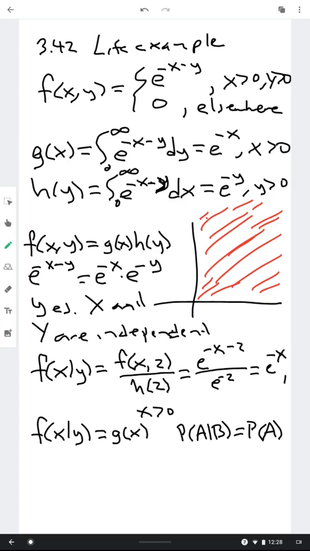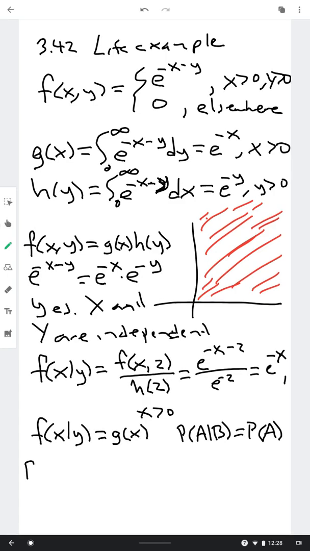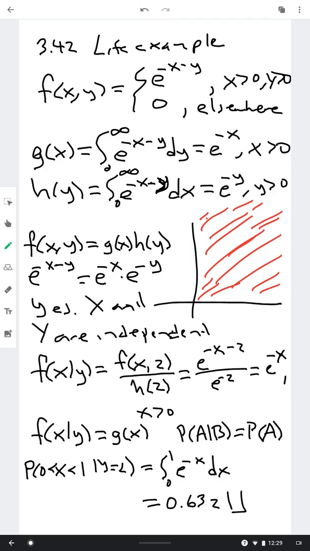So let's solve this problem. What's the probability that x is between 0 and 1 given y is equal to 2? Well, it's the same thing as the probability that x is between 0 and 1. So I can look at that from 0 to 1, e to the negative x dx. And that works out to be 0.6321. And that is our answer to that problem.